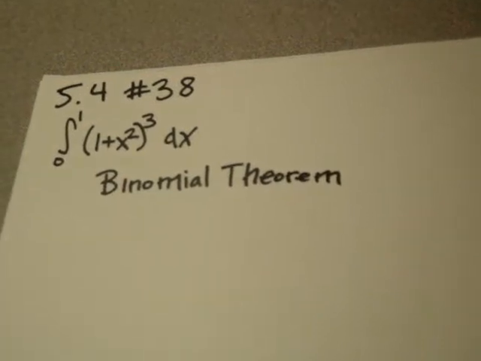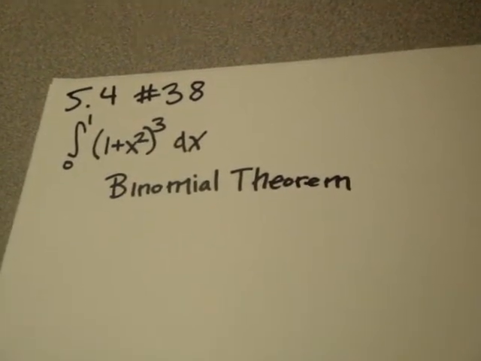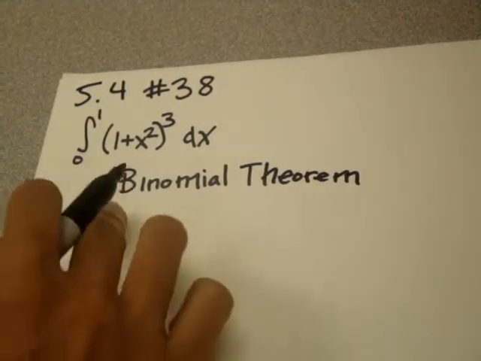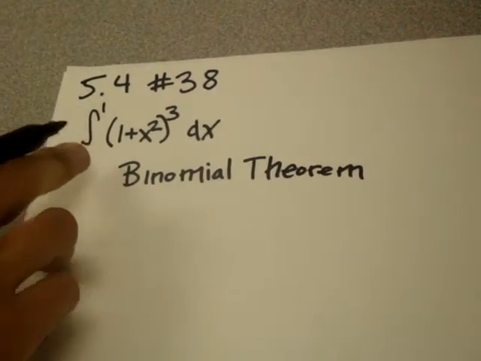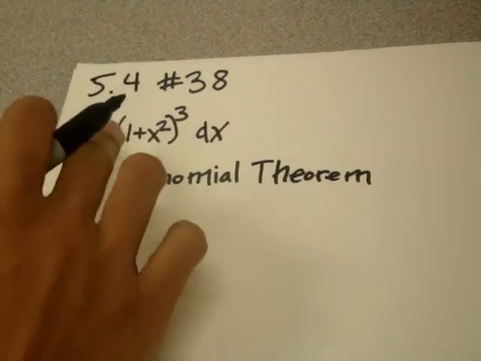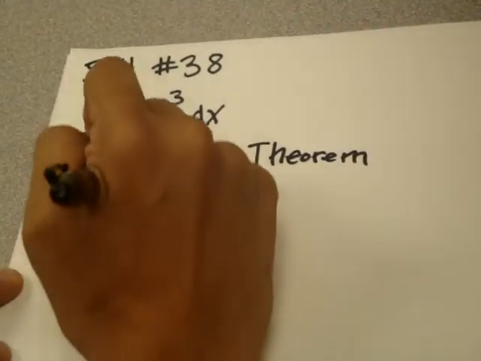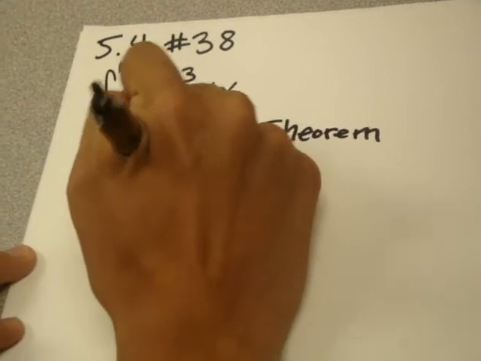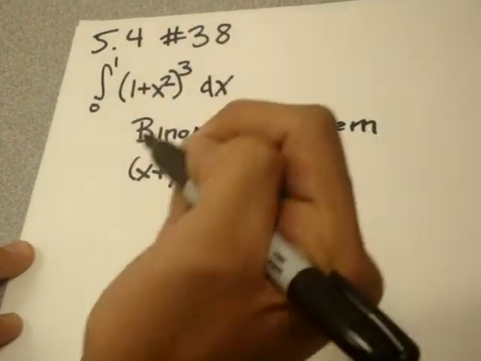Okay, so I'm doing problem 38 in section 5.4. This is what the problem looks like. And what you're going to be using, which I find is the quickest and easiest way, is the binomial theorem to simplify this. Binomial theorem is (x plus y) cubed.